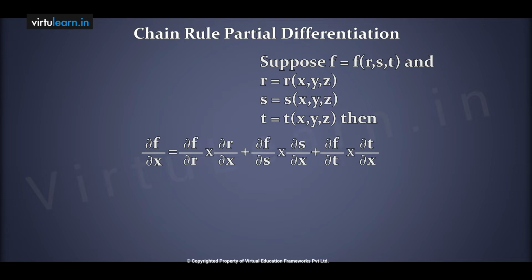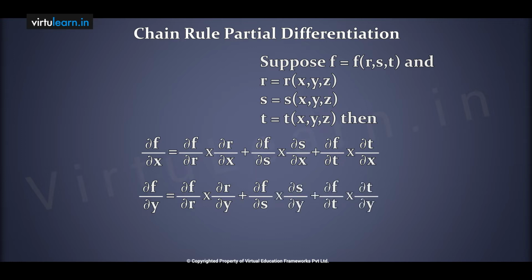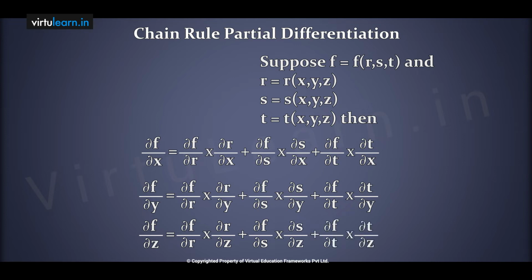In the same way, ∂f/∂y equal to ∂f/∂r into ∂r/∂y, plus ∂f/∂s into ∂s/∂y, plus ∂f/∂t into ∂t/∂y. Last formula, ∂f/∂z equals ∂f/∂r into ∂r/∂z, plus ∂f/∂s into ∂s/∂z, plus ∂f/∂t into ∂t/∂z. These three formulas, ∂f/∂x, ∂f/∂y, ∂f/∂z, are called chain rule partial differentiation.